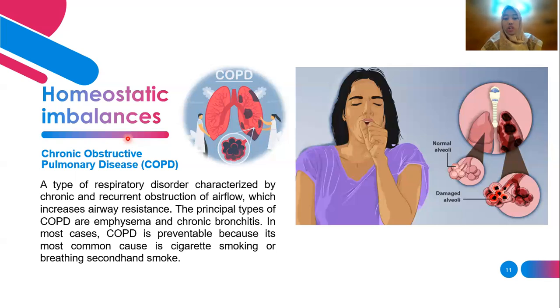In most cases, COPD is preventable because its most common cause is cigarette smoking or breathing secondhand smoke. Other causes are air pollution, pulmonary infection, occupational exposure to dust and gases, and genetic factors. Because men, on average, have more years of exposure to cigarette smoke than women, they are twice as likely as women to suffer from COPD. Still, the incidence of COPD in women has risen sixfold in the past 50 years, a reflection of increased smoking among women.